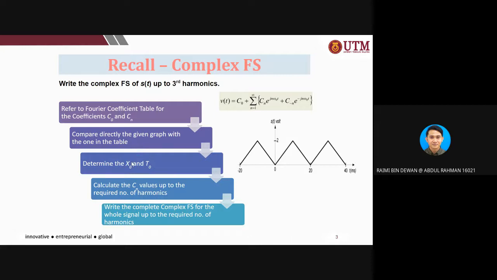Then you need to determine the x naught and your t naught. X naught is actually related with the amplitude. Later on, we'll see. Calculate the Cn values up to the required number of harmonics. For example, this one is third harmonic, so you should calculate C until C3, and then write the complex Fourier series for the whole signal up to the required number of harmonics.